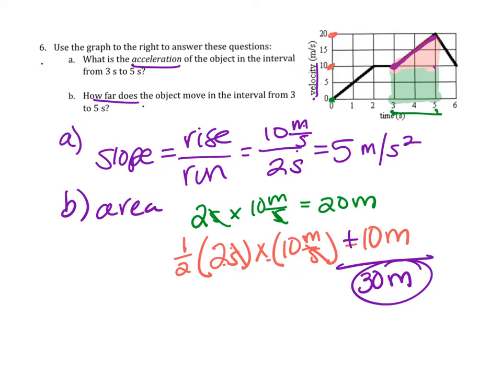Okay. So again, always remember to check what kind of graph you have before you start solving the problems. Acceleration to find on a velocity graph, you're going to use slope. To find out how far it goes on a velocity graph, you're going to use area.